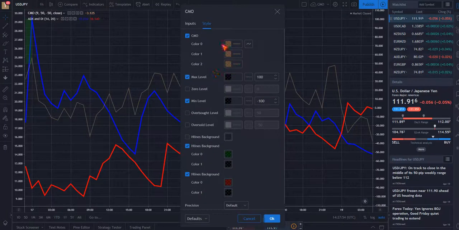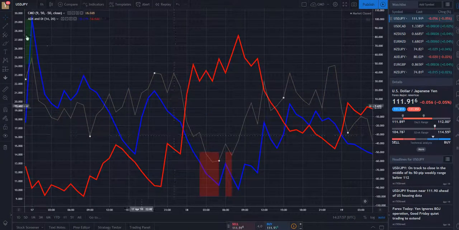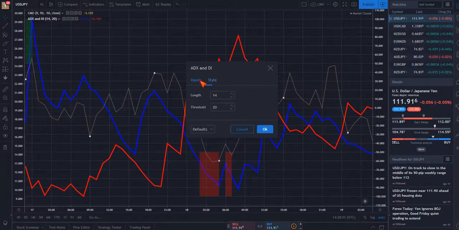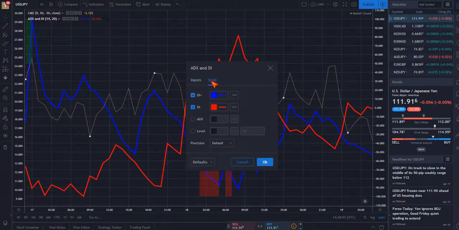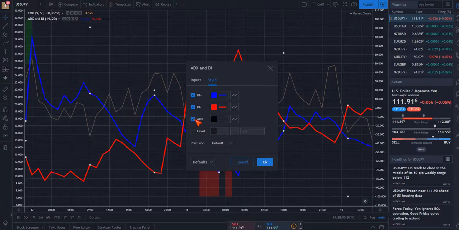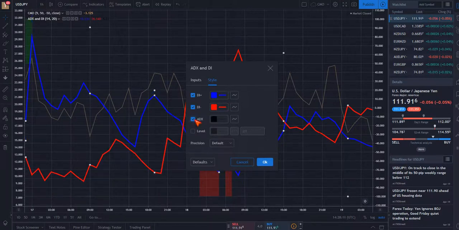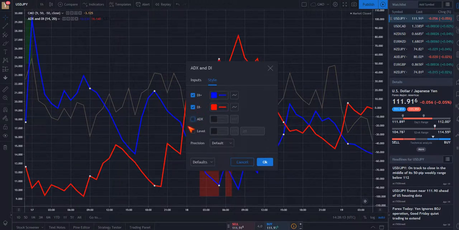So I'll show you some of the settings that I used. Oops, that's the wrong one. So you want to get rid of the ADX. See that little black line? Get rid of that. Because I found it wasn't really that helpful. It's really confusing. If you learn how to do it, it'll probably help.